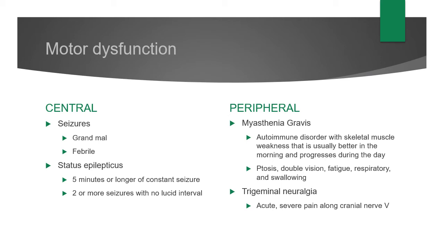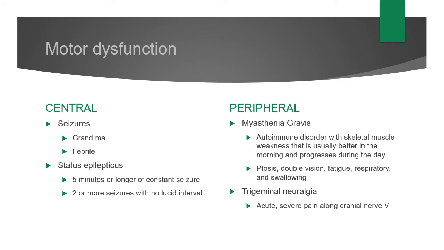Peripheral motor dysfunction includes things like myasthenia gravis and trigeminal neuralgia. So myasthenia gravis is an acquired autoimmune disorder where the person has this fluctuating weakness that's usually worse as the day goes on, better in the morning or better after a nap. And common signs and symptoms include ptosis, which is drooping of the eyelid, double vision, fatigue, muscle weakness, difficulty chewing or swallowing, and respiratory compromise. So a lot of times it's the upper head, neck, and eye muscles, as well as thorax and truncal muscles that are impacted by myasthenia gravis.